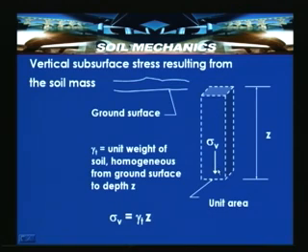In order to determine the vertical stress, that is the subsurface stress due to soil mass alone, let us consider a prism which is having a unit cross-sectional area, 1 meter by 1 meter, perpendicular to the application of the stress. If you are required to determine the sigma v at a depth z, this can be determined like this. This is entirely due to the self weight of the soil which is within the block.